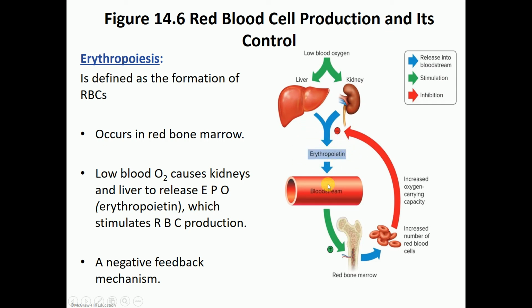Erythropoietin through the bloodstream will reach the red bone marrow, and that stimulates the red bone marrow to increase its production of RBCs. Now that we have higher numbers of RBCs, and that leads to the increase in the oxygen carrying capacity, by negative feedback, it'll inhibit the kidneys and liver from making more erythropoietin.